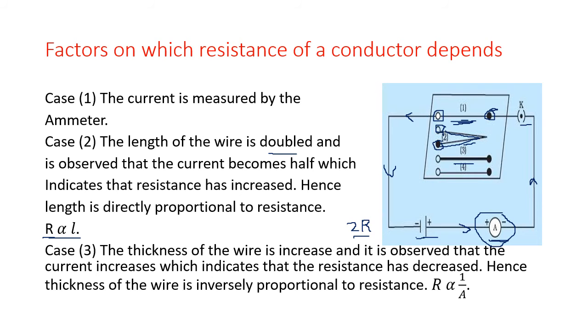So we are replacing wire 1 with wire 3. What is observed? That the current has become double. What is the meaning of the current has become double? Current has become double means the resistance has become half. So what you can observe here, when we increase the thickness of the wire, the resistance decreased. So resistance is inversely proportional to A.